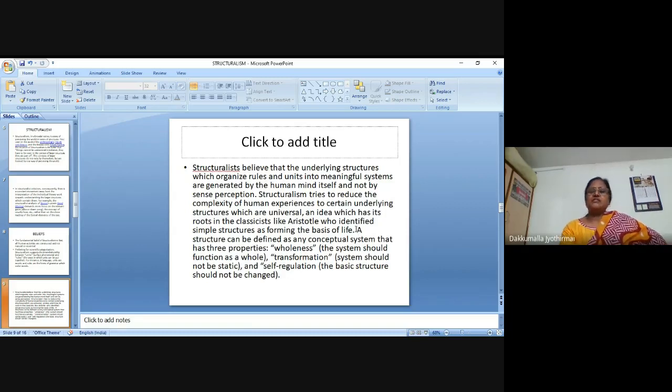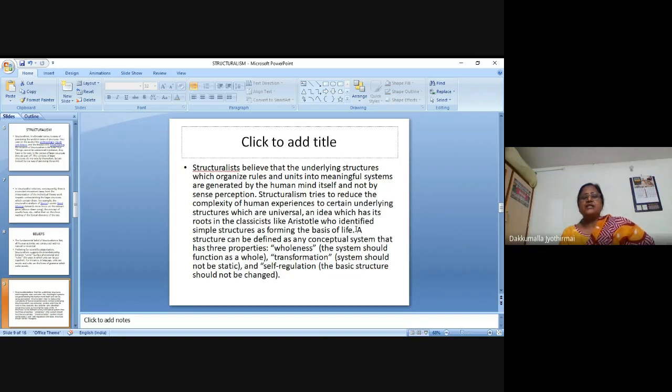Aristotle, of course, is not only in literature, he is also the father of many sciences, as you all know. He is not only a philosopher and a literary critic for us, but he is the father of many sciences, who came up with this idea of simple structures as forming the basis of life. Life as such on the earth.